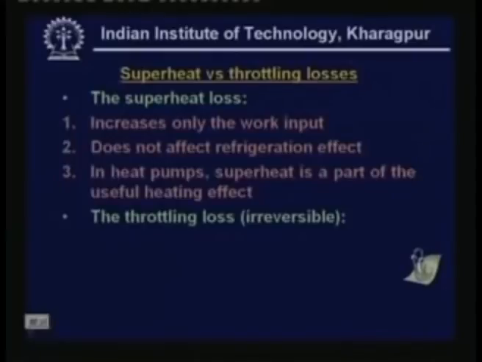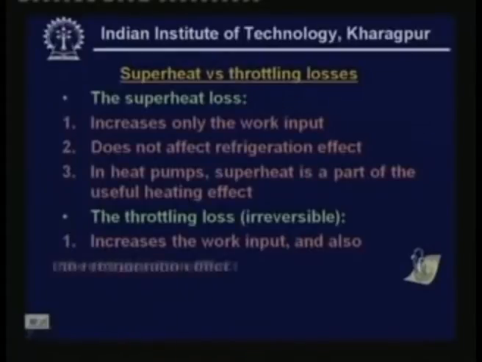Now if you look at the throttling loss, the throttling process is highly irreversible, and because of the throttling process the work input increases and also the refrigeration effect is reduced. So if you look at the expression for COP, the numerator reduces and the denominator increases, so you lose on both sides. In this respect, throttling loss is more serious and has a more significant effect compared to the superheat loss.